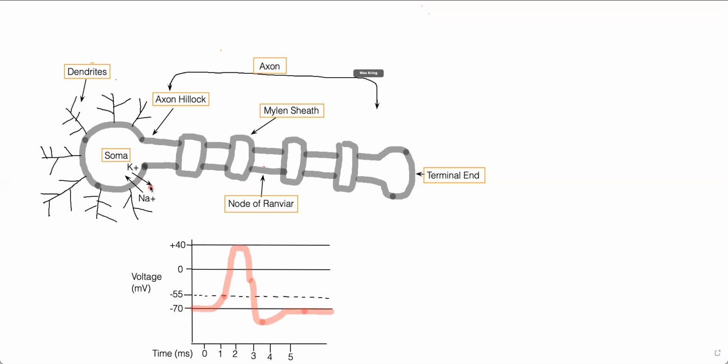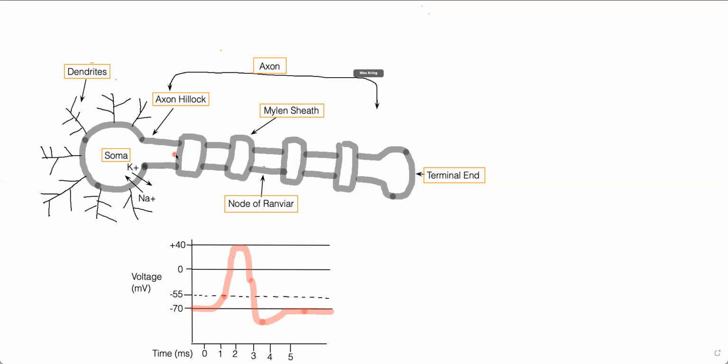This is due to the neuron being more negative on the inside than it is on the outside. This will depolarize the soma, pushing it past its threshold of that -55 I talked about earlier, triggering an action potential at the axon hillock, which will then fire the neuron.